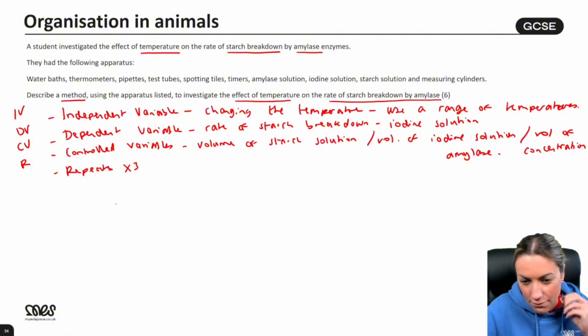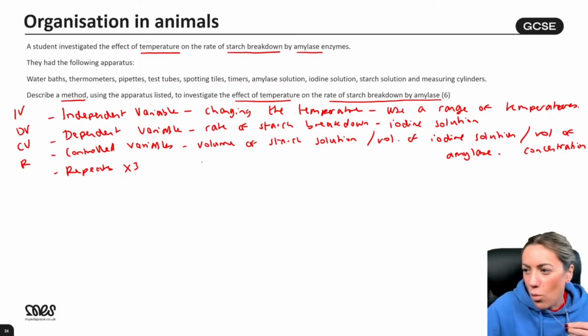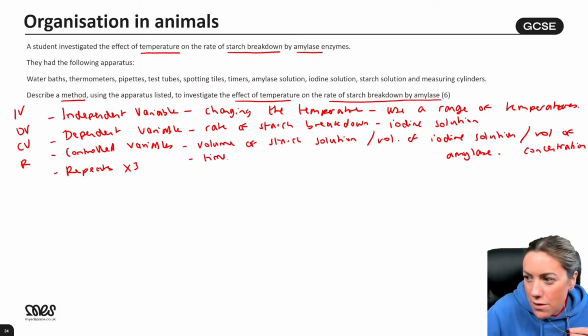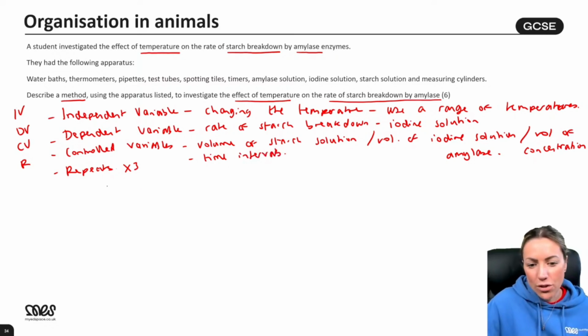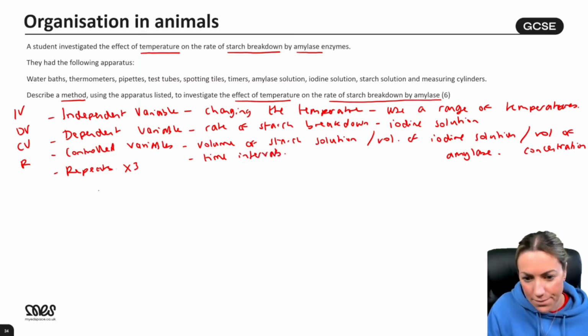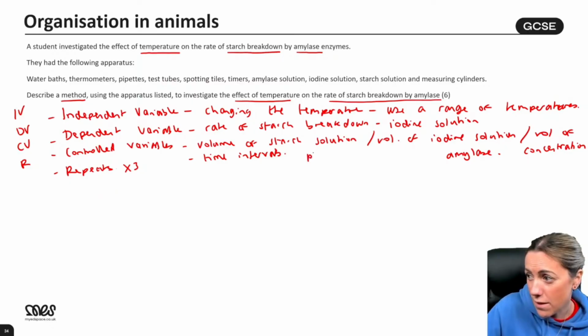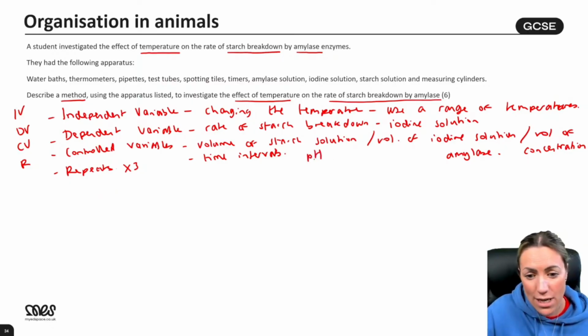What about time? What, you mean like the time intervals? You could do that, couldn't you, as well? The time intervals between your samples. You could do pH as well. Yeah, you could control the pH, couldn't you? Because that affects enzyme action. So you could control the pH. Yeah, nice. But we've definitely got enough, because we've got at least 3, which is what we want.